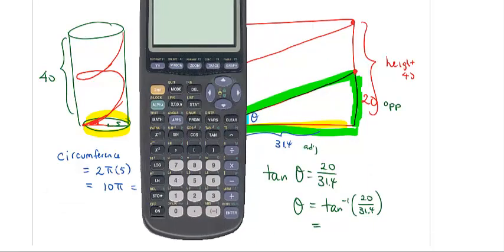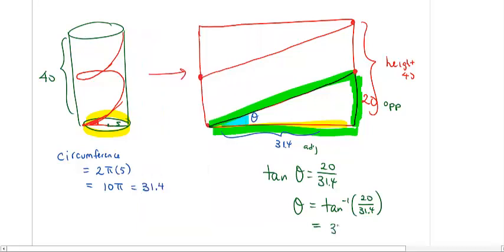Second function tangent, 20 divided by 31.4. Boom. 32.5 degrees. Okay.